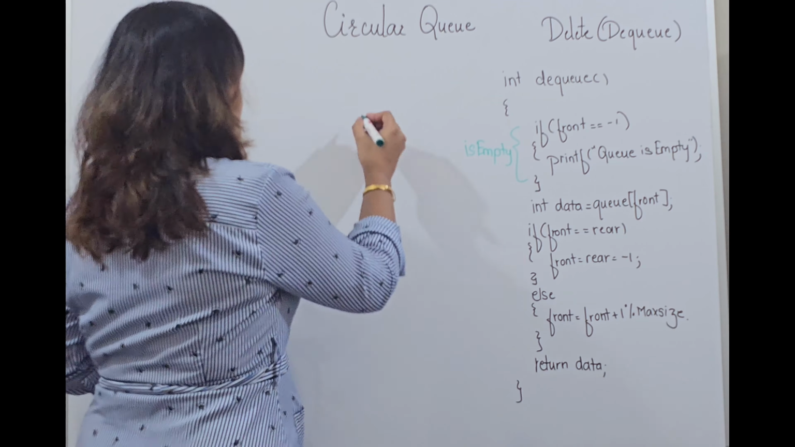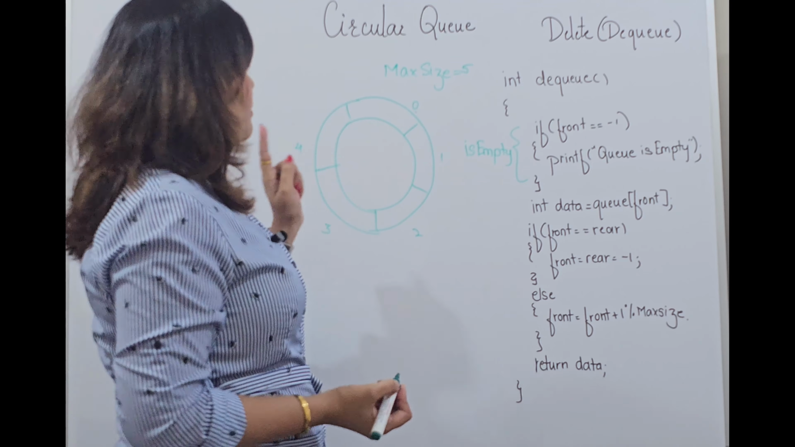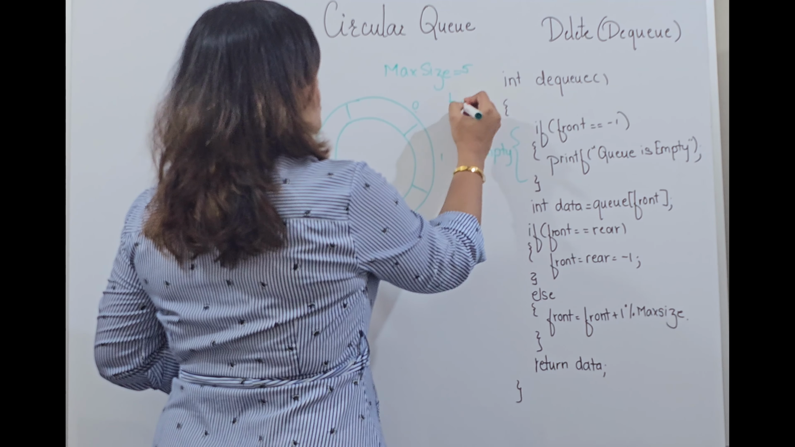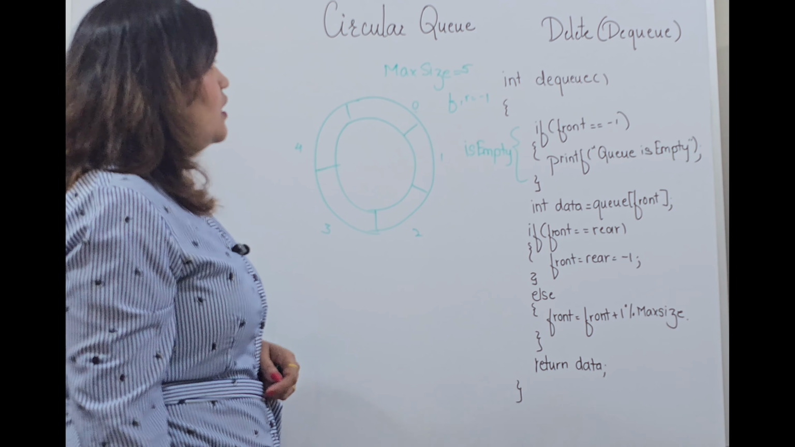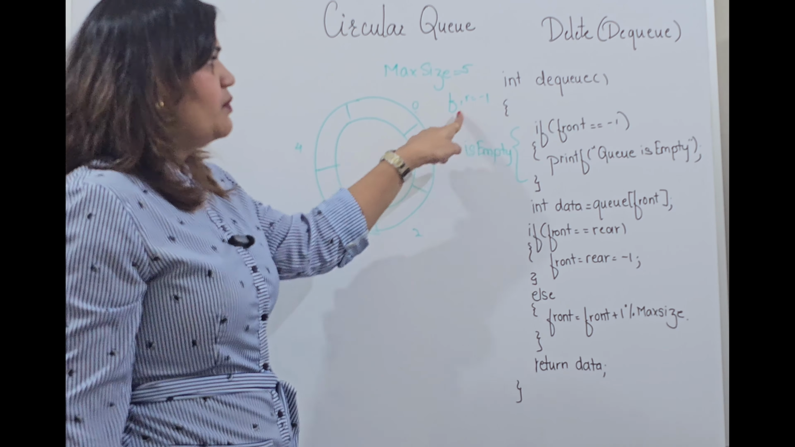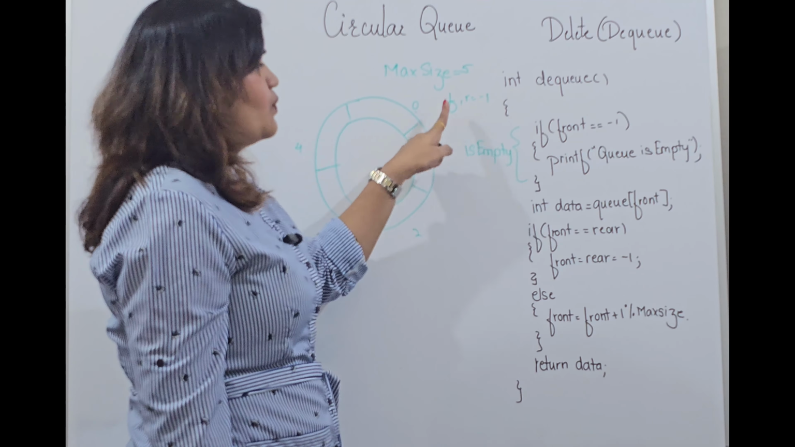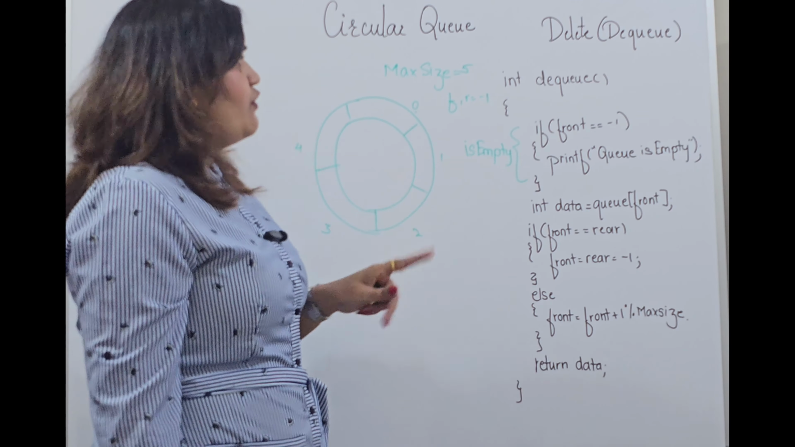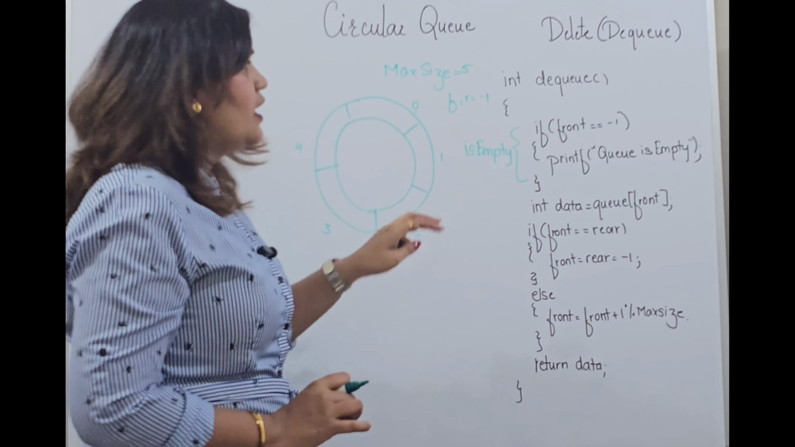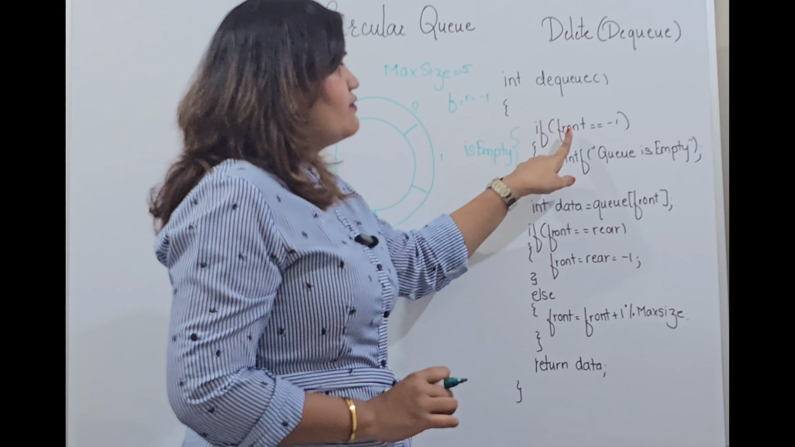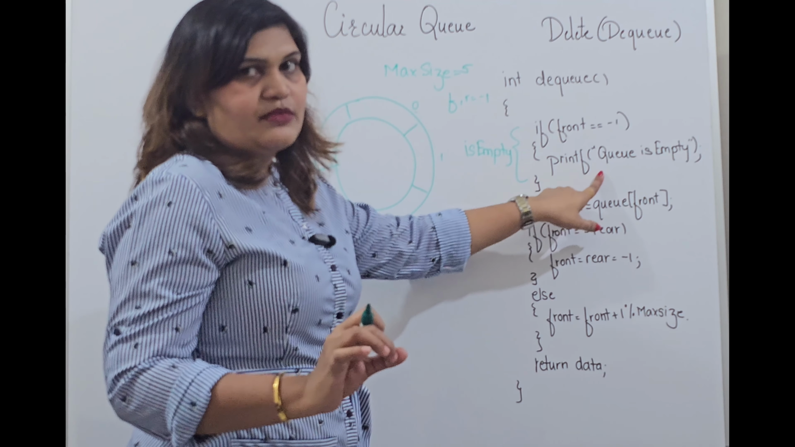Let's try to draw and see this. This is how my circular queue would look. Now, if it is empty, how do I know that? When my front and rear are at -1. My front is something that helps in my deletion. That's why I'm checking the condition front equal to -1. If it is -1, that means it is empty. If I want to do insertion, I'll work with my rear. If I want to do deletion, I work with my front. So I'm checking is front equal to -1. If yes, I'll print Q is empty.